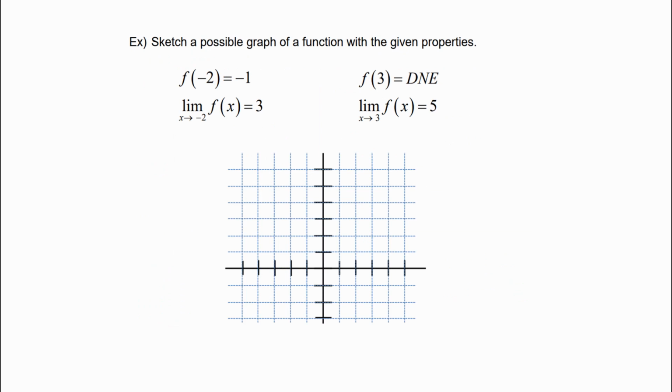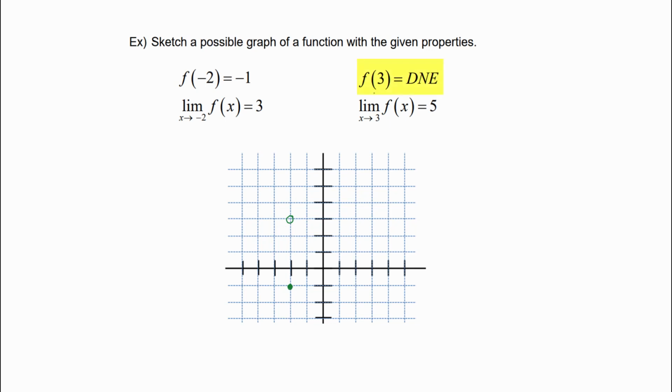Sketch a possible graph of a function with the given properties. So f of negative 2 is negative 1. X equals negative 2, y is negative 1. So function f passes through this point, but the limit as x approaches negative 2 is 3. So my function value does not agree with my limit value. So I will have a hole there.